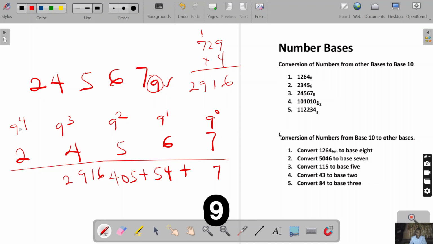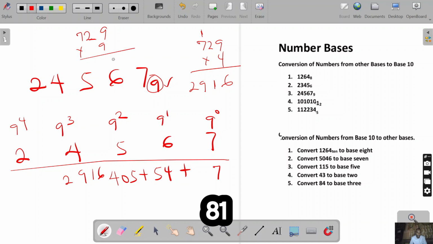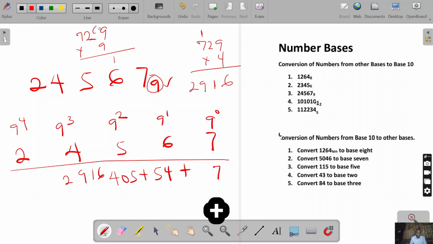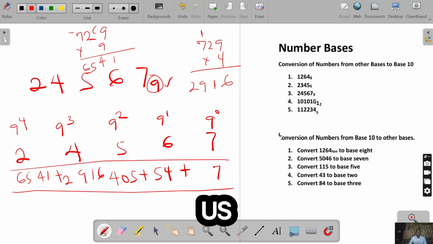Then we have 9 raised to the power 4. That's 729 times 9 again. 9 times 9 is 81, 1 carry 8. 9 times 2 is 18, plus 8 is 26, carry 2. 9 times 7 is 63, plus 2 is 65. So that's 6561. So that will be 6561 plus this, and that will give me the answer. Just add up this and that will give us the answer.